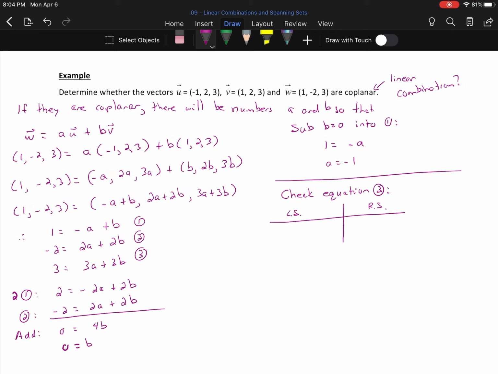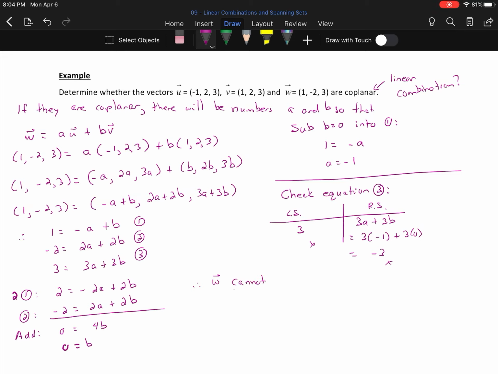I'm going to do it formally with this left side, right side check. The left side of equation 3 was just the number 3. And the right side was 3a plus 3b: 3 times my negative 1 plus 3 times 0, and I get negative 3. Does not work. So here's my conclusions. My first one does not answer the question.